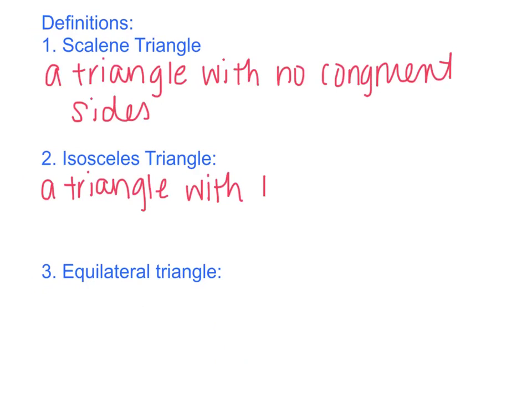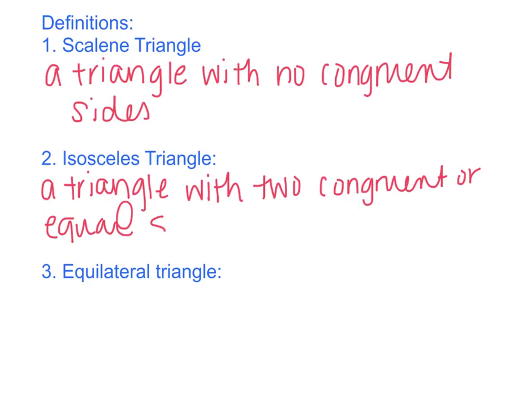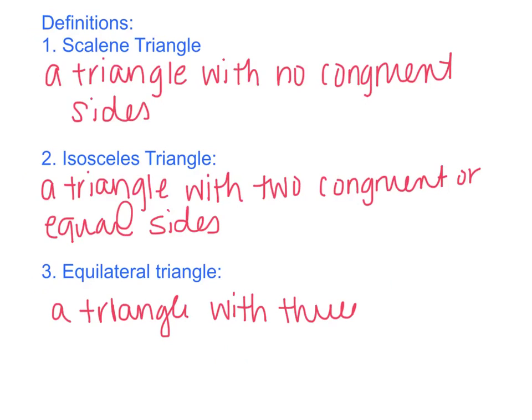The next one is isosceles, and that is a triangle with two congruent or equal sides. The last one is an equilateral triangle, and this is going to be a triangle with three congruent sides.